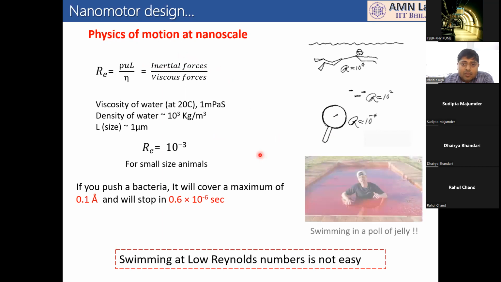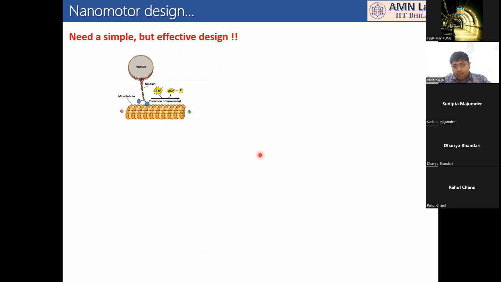Yeah, sir. Thank you. So, because all our existing technologies are based on inertial forces, they use Newton's laws, we have to think about some alternate ways to get the motion at the small scale. That is what we got from the understanding of the Reynolds number problem.